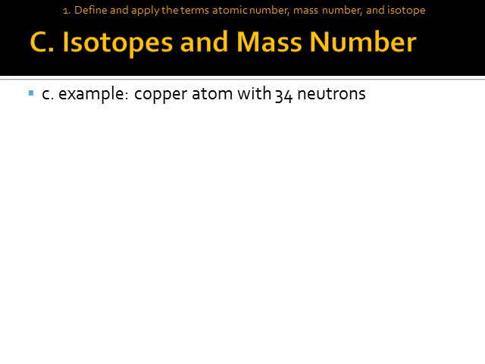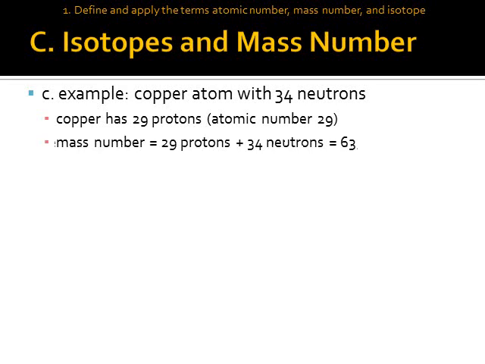So let's talk about a copper atom with 34 neutrons. Find copper on your periodic table, and you'll notice that copper has atomic number 29. So that tells us that there are 29 protons in a copper atom. If I want to know the mass number for this atom, I'm going to take the 29 protons plus the 34 neutrons, and that will give me 63. So the mass number for this particular copper atom, the one that has 34 neutrons, is 63.